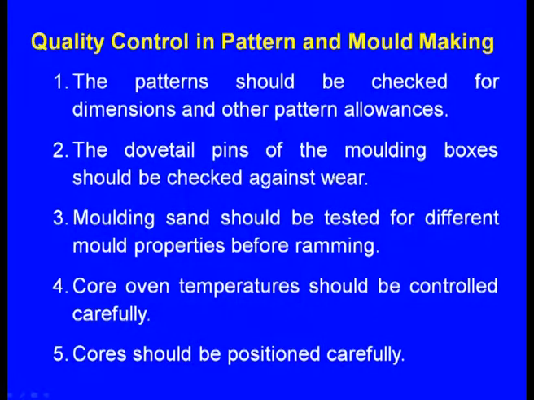Next, the dovetail pins of the moulding boxes should be checked against wear. Now, generally we use two moulding boxes, the cope, the upper one, and the drag, the lower one. These two must be aligned properly. These two boxes will have brackets at the middle. Through the brackets, we insert a dovetail pin, and the dovetail pin must go exactly through the two brackets of the two boxes. When we insert the dovetail pin, there must not be any gap between the bracket hole and the dovetail pin.